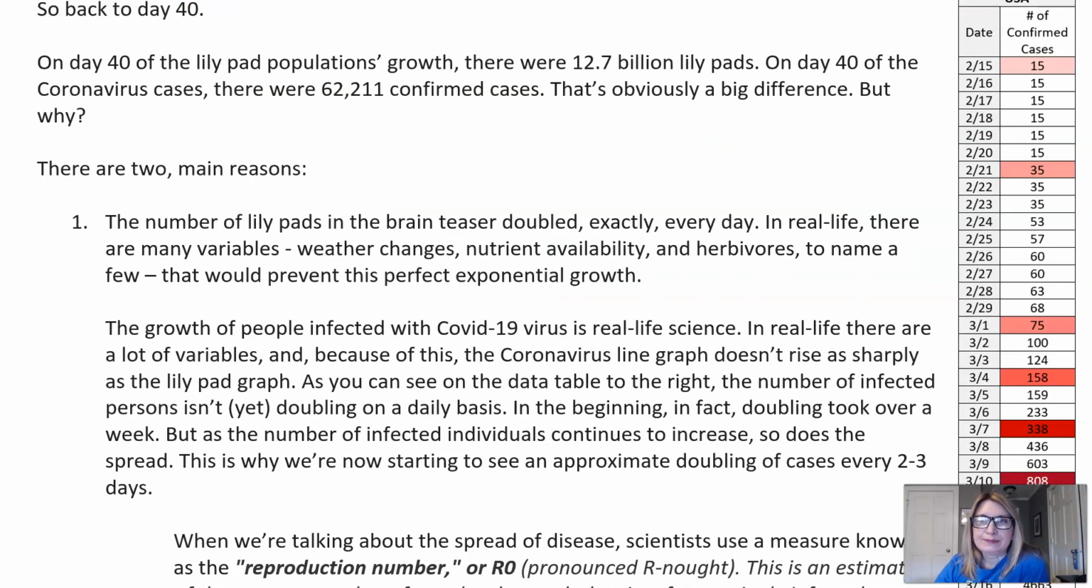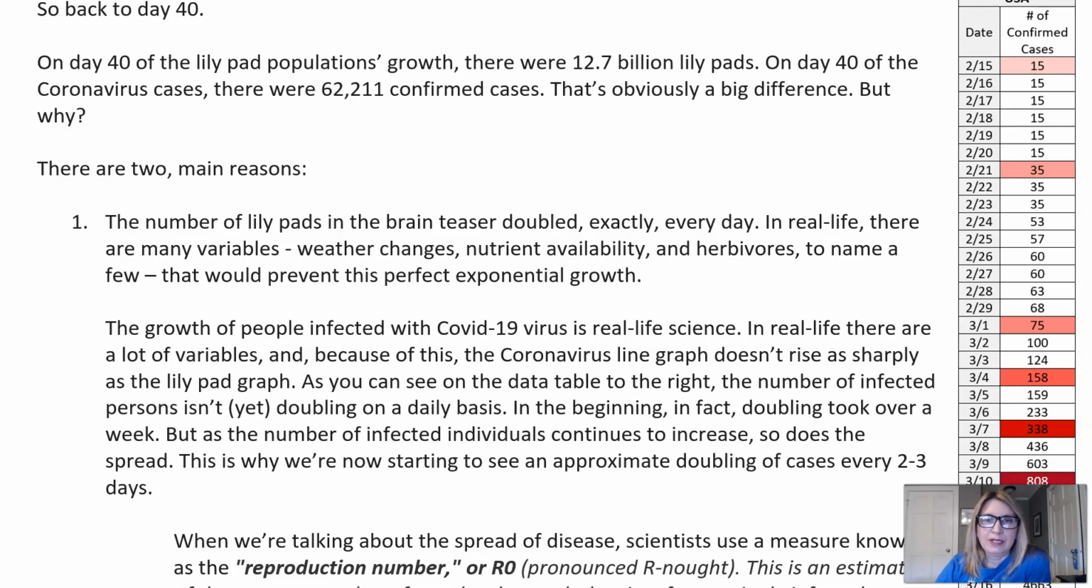Well, there's two main reasons. Number one, the number of lily pads in the brain teaser doubled exactly every day. So 2 became 4, became 8, became 16, and so on. You get it. In real life, there are variables like weather changes and availability and herbivores. So if there wasn't as much sunlight, for example, then maybe the lily pads wouldn't have doubled every day. Or if they were being eaten by herbivores in the pond, maybe they wouldn't have doubled every day. And so this would prevent that perfect exponential growth.